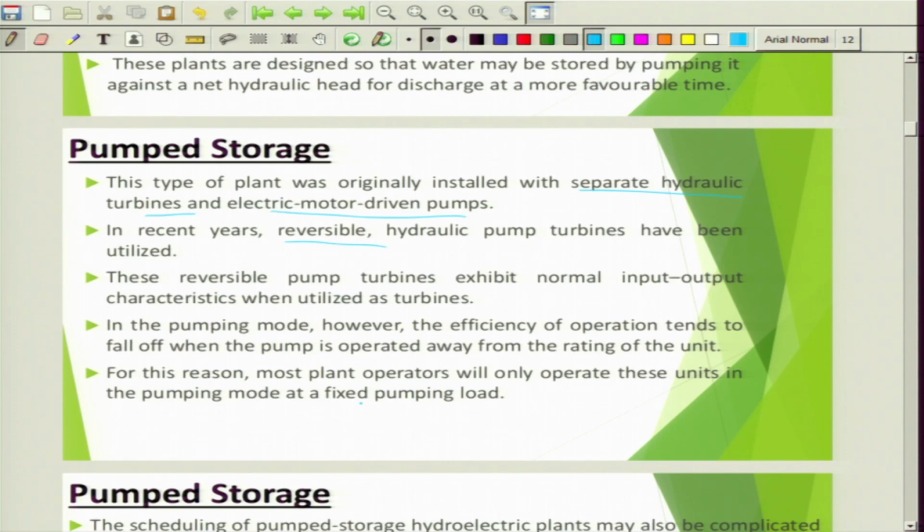These reversible pump turbines exhibit normal input-output characteristics when utilized as turbines. In the pumping mode, however, the efficiency of operation tends to fall off when the pump is operated away from the rating of the unit, because as you keep on pumping the water from the lower reservoir to the higher reservoir, you may be operating at different operating points as the head keeps varying. One can see the efficiency also changes, maybe from the maximum efficiency point to suboptimal efficiency operating points. For this reason, most plant operators, to ensure the round trip efficiency is high, will only operate these units in the pumping mode at a fixed pumping load.